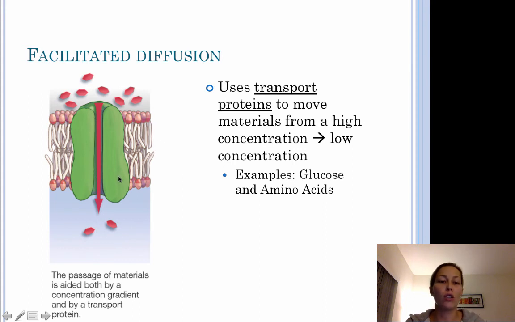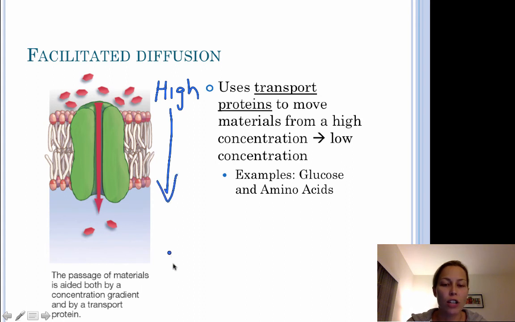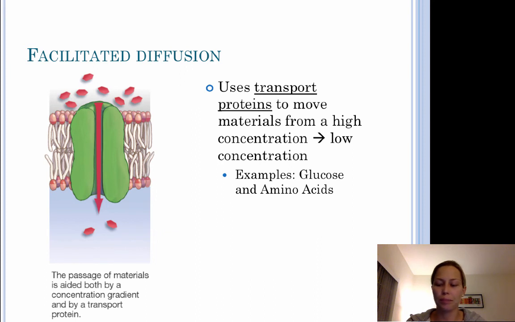So they're going to use a transport protein to help them move across the membrane from an area of high concentration, as we see here. So we're moving again from an area of high concentration down our concentration gradient to an area of low concentration. And what's unique about facilitated diffusion is, again, the use of that transport protein.